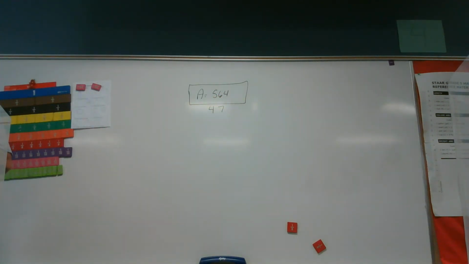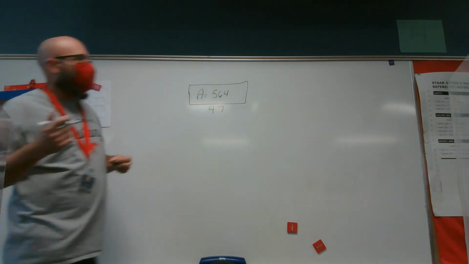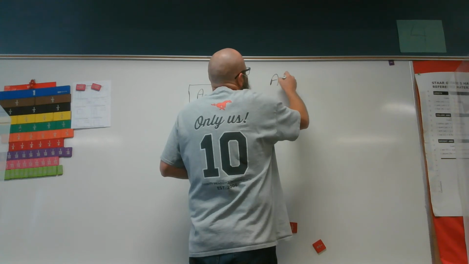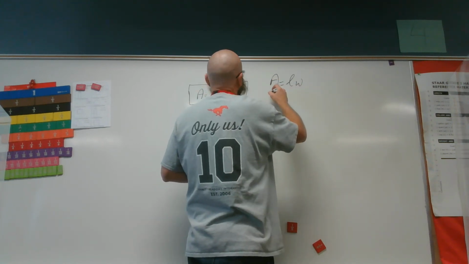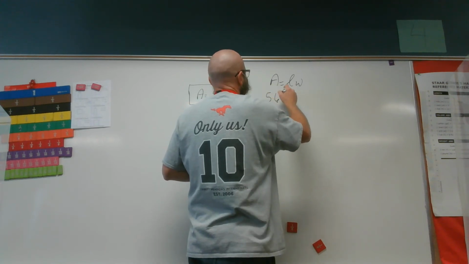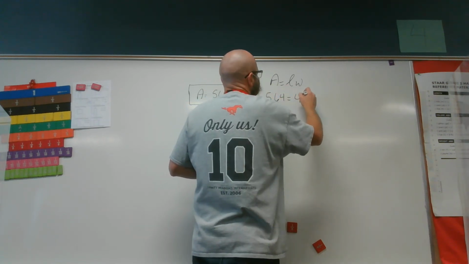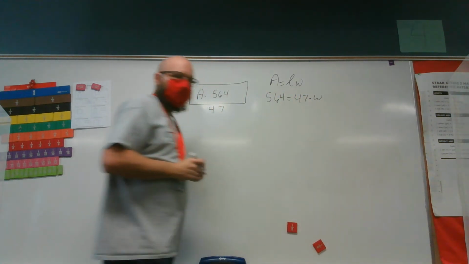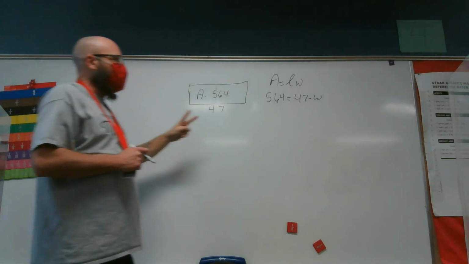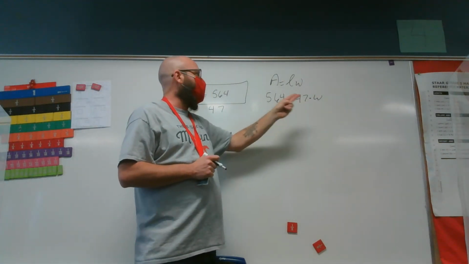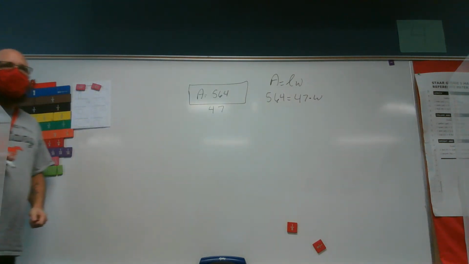Alright, so I'm going to work this one out quickly so we don't run out of time. So area equals length times width. And hopefully I did my math correctly first. We have the area of 564 equals 47 times something. So again, they give me the answers to two of the variables. Now I have to figure out 47 times what equals 564.